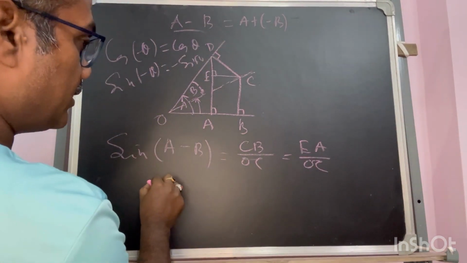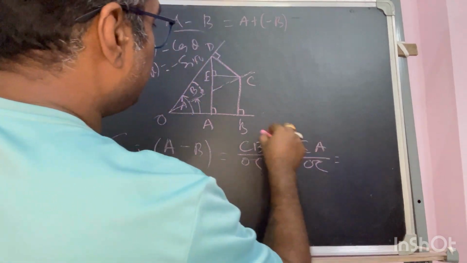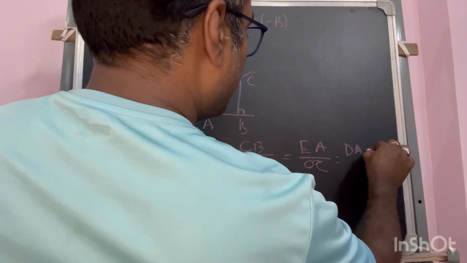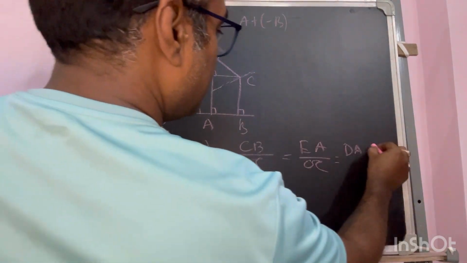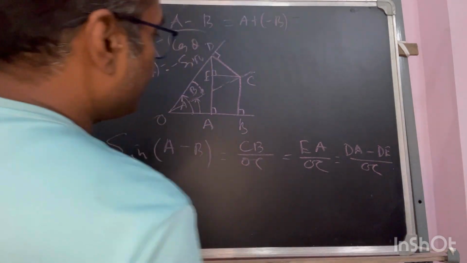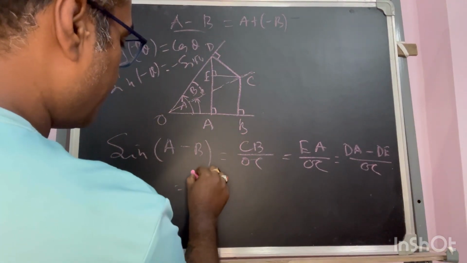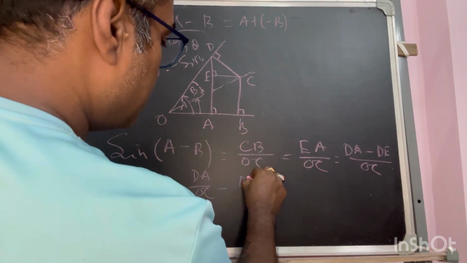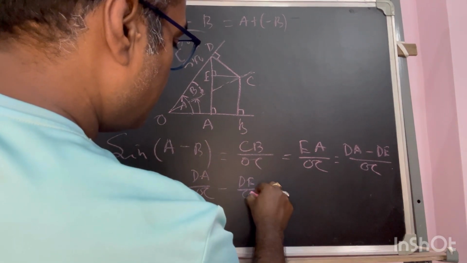Now further, this can be written as EA is nothing but DA minus DE, by OC. Now separate it: DA upon OC minus DE upon OC.